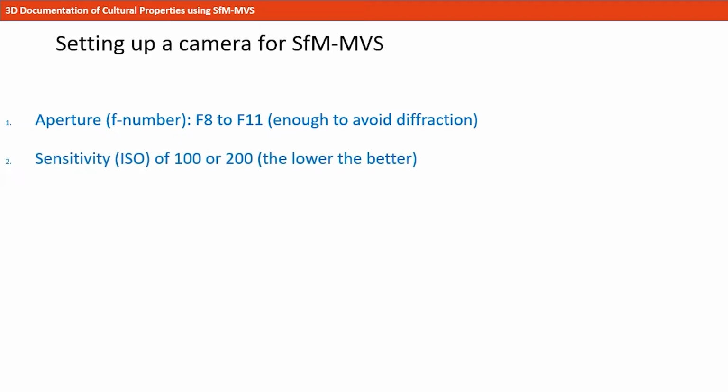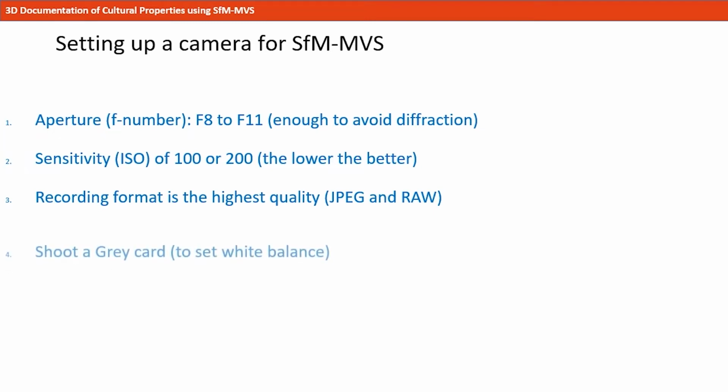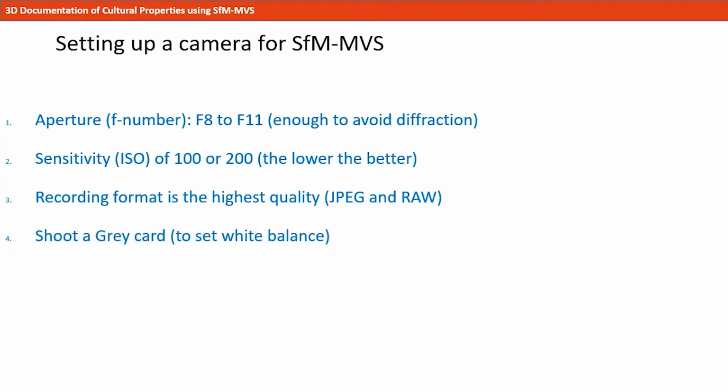2. Set sensitivity or ISO sensitivity at 100 or 200. The lower, the better. 3. Set recording format at the highest quality with JPEG and RAW. 4. To accurately reproduce colors, if you have a grey card, shoot it to adjust the white balance. 5. Shoot without changing the focal length.